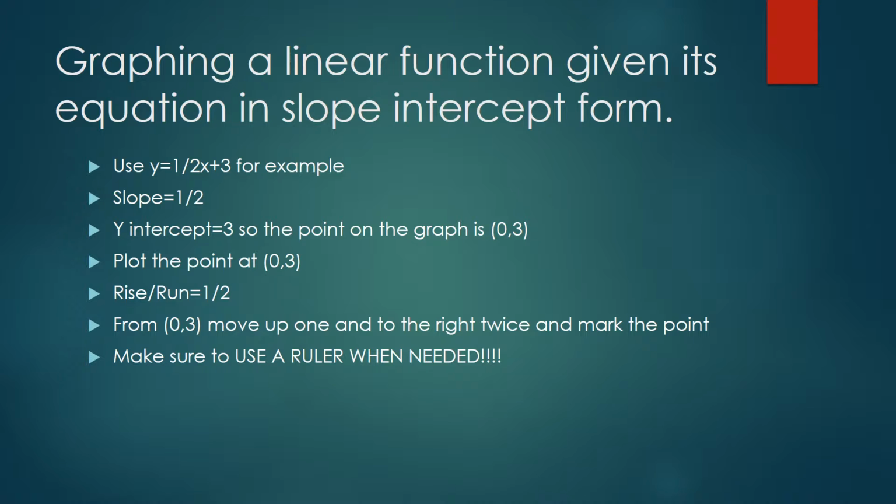Rise over run is going to be our slope, which is the mx in mx plus b. So rise over run equals 1 over 2. From (0, 3), move up 1 and to the right 2 to use our rise over run, and make sure to mark the point. When you're drawing your line for your graph, make sure to always use a ruler when needed.